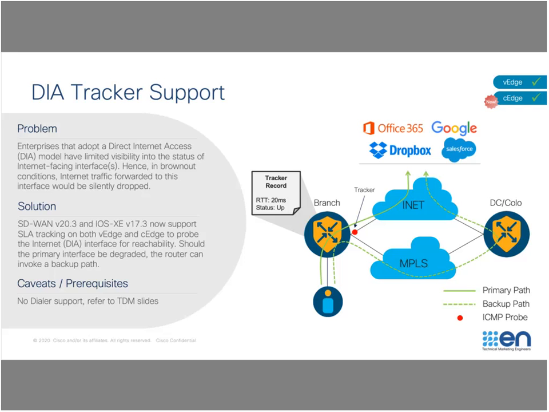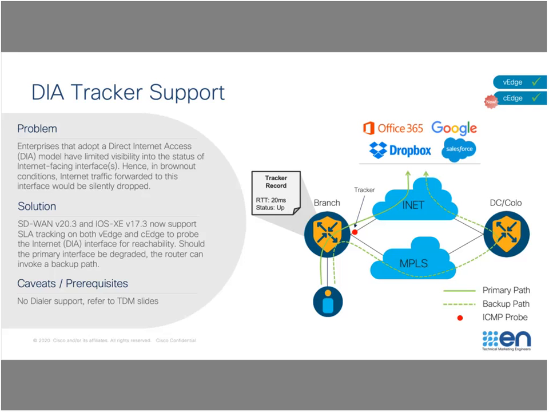But the concept is, if I want to enable direct internet access at my branch, I want some mechanism to be able to probe the internet off of that circuit and make sure the internet is still accessible off of that circuit. If for some reason it becomes inaccessible or a brownout condition, I want to be able to withdraw my direct internet access off of that circuit and then offload that traffic to some other circuit, right? So maybe backhaul it across MPLS to a data center or a co-location and send it out that way. That's the whole idea behind this feature.